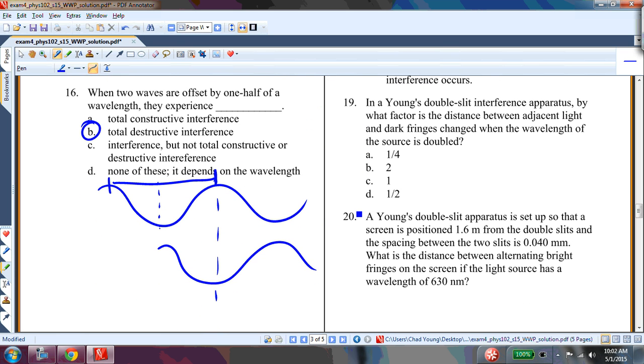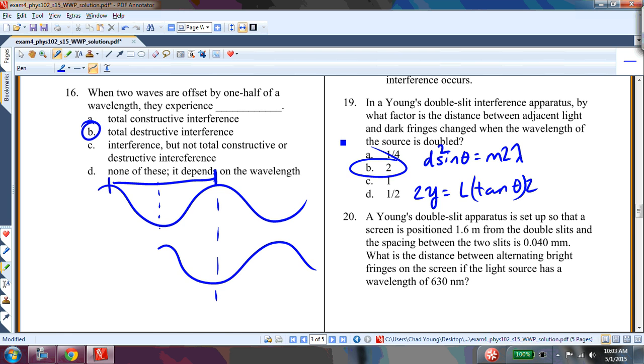In Young's double slit interference apparatus, by what factor does the distance between adjacent light and dark fringes change when the wavelength of the source is doubled? All right, so first we start with d sine theta equals m lambda. If I double this, I double my sine theta, I double my theta term. And then I say y is equal to L tan theta. If I double this, I double this. So if I double the wavelength, I double the distance between the fringes.